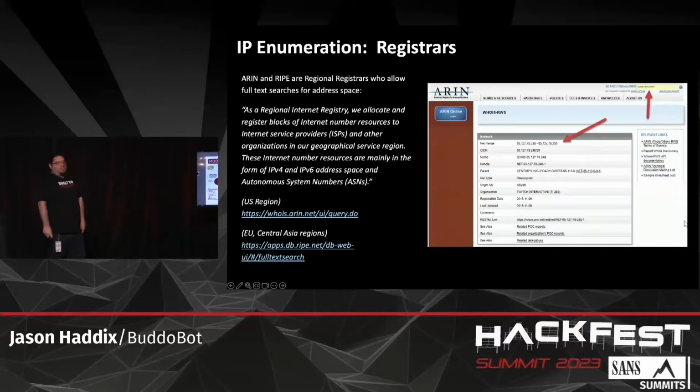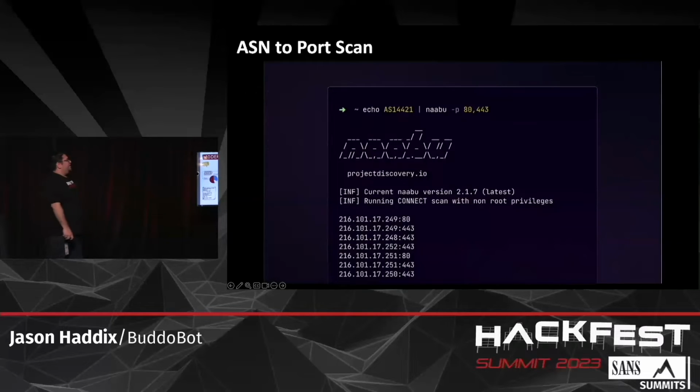Another way that you can get the IP information is from the registrars like ARIN and RIPE. You can grab basically IP information from there using free text search on the websites. And then once you get that, you do want to do a quick port scan. And so this is a hot topic for pen testers. People are like, what is the fastest port scanner? What is the most extensible port scanner? It's always been a hot topic.